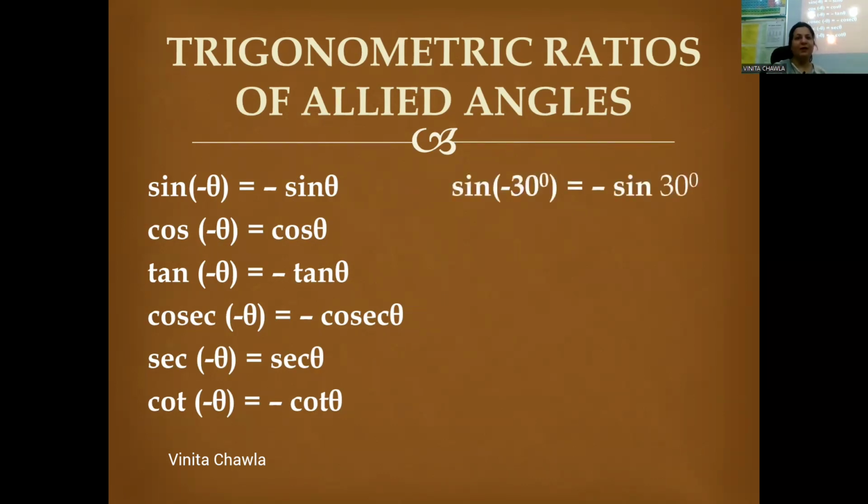So what if we have sine minus 30 degree? Sine minus 30 degree can be written as minus sine 30, because sine minus theta is minus sine theta. And what is the value of sine 30 degree? 1 by 2. So the answer is minus 1 by 2. And cos minus 30 degree? Yes, it is plus cos 30 degree and the value is root 3 by 2. The sign of cos and sec will change to positive.